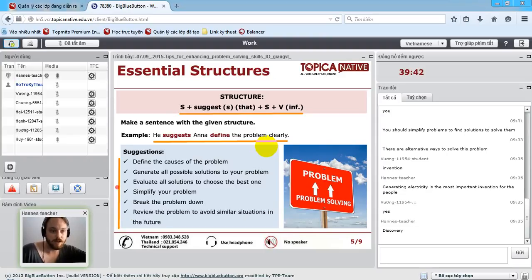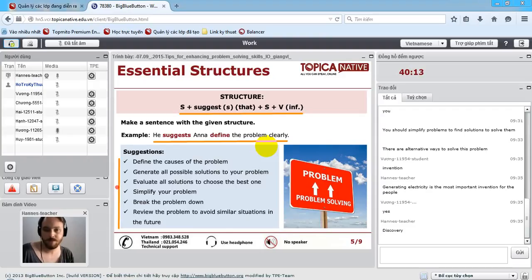Hui, can you begin this time? He suggests that I should break my problem down to make it easier. Excellent. Yeah, perfect. That's perfect. And Huan, can you try one? Yes.